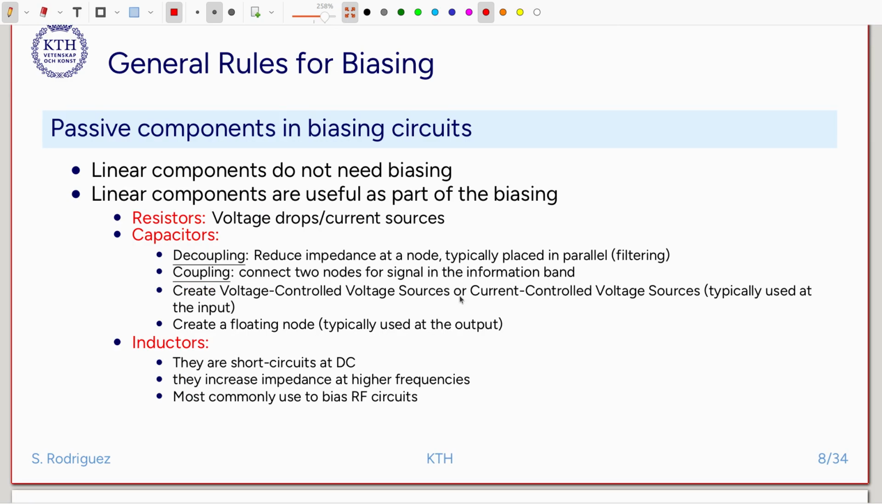So what about passive components? What is their role in biasing? To start with, the linear components do not need biasing. The resistors, capacitors, and inductors are linear, so we don't need to put them in a particular operating point. It is only active components that need to be placed in a specific operating point. Linear components are useful as part of the biasing. The resistors produce voltage drops, so they can work as current sources.